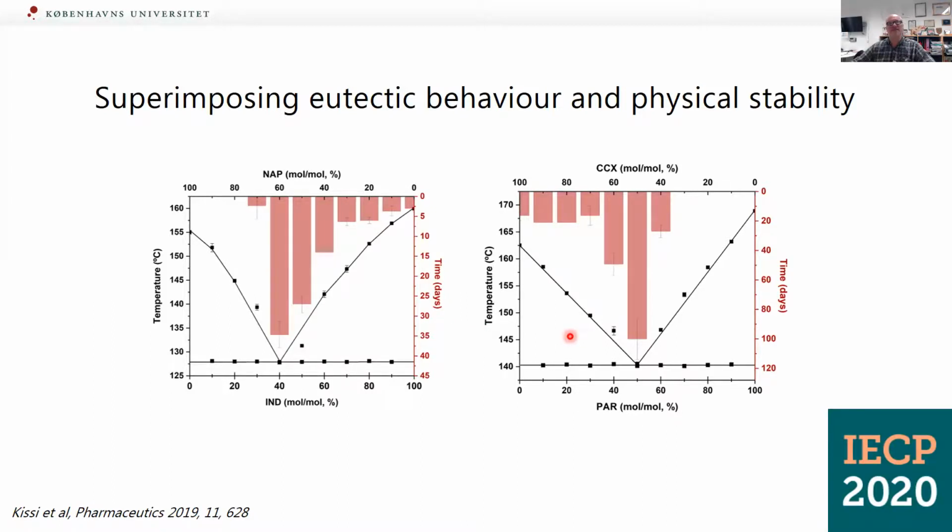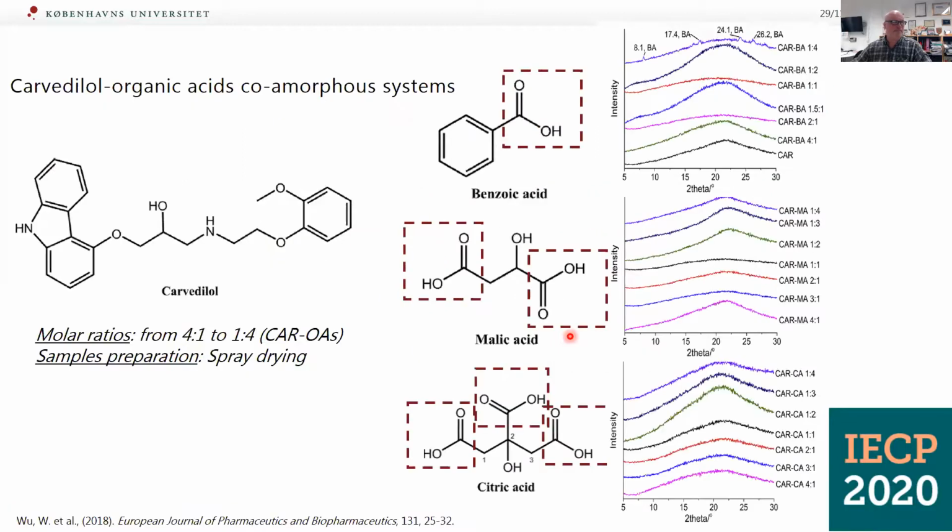So for systems that can form eutectic mixtures, the eutectic mixture itself, the ratio of drug to other component in the eutectic system, is a good starting point to finding the ideal ratio also in a co-amorphous system.